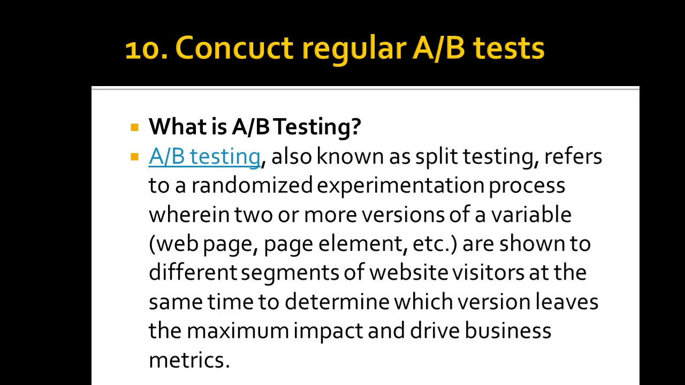What is A/B testing? Well, A/B testing, also known as split testing, refers to a randomized experimentation process wherein two or more versions of a variable, so it can be a web page, a page element, a button, etc., are shown to different segments of website visitors at the same time to determine which version leaves the maximum impact and drives business metrics.